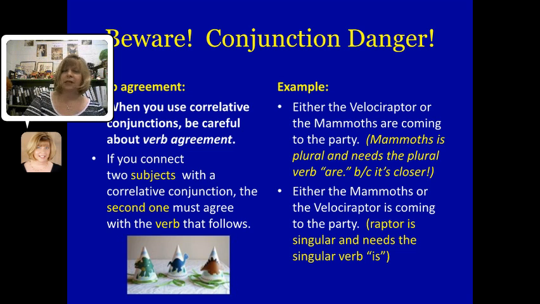But if you reverse that and said either the mammoths or the velociraptor, since velociraptor now is singular and is closest to the verb, it takes the singular verb is. So raptor is singular and needs the singular verb because it's closest in this format. So when you have correlative or coordinating conjunctions, you want to be careful about verb agreement. In that case, your verb is going to match whichever noun is closest to it.